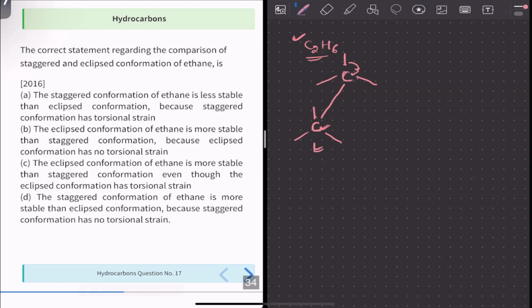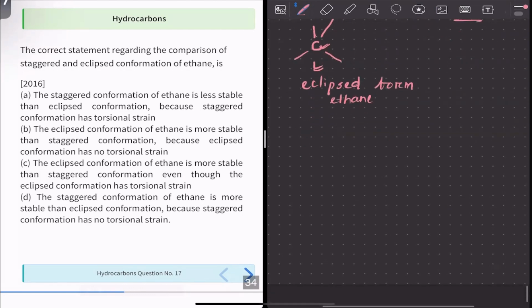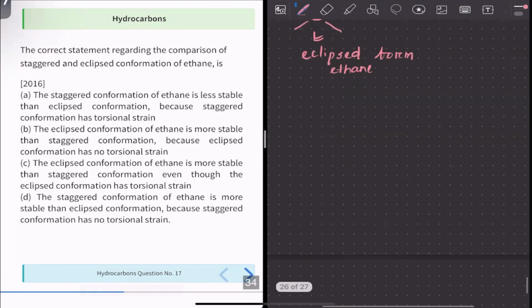This is the eclipsed form of ethane, in the sawhorse projection type. But we'll draw a new type of projection, that is Newman projection, today, because today's question demands the Newman projection. Let's draw the Newman projection.